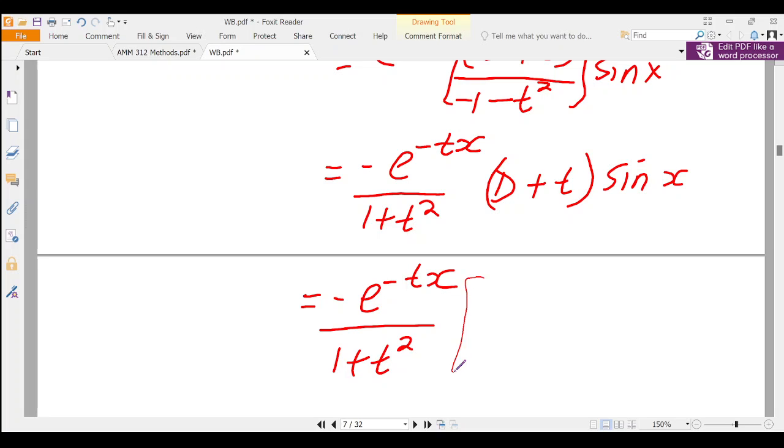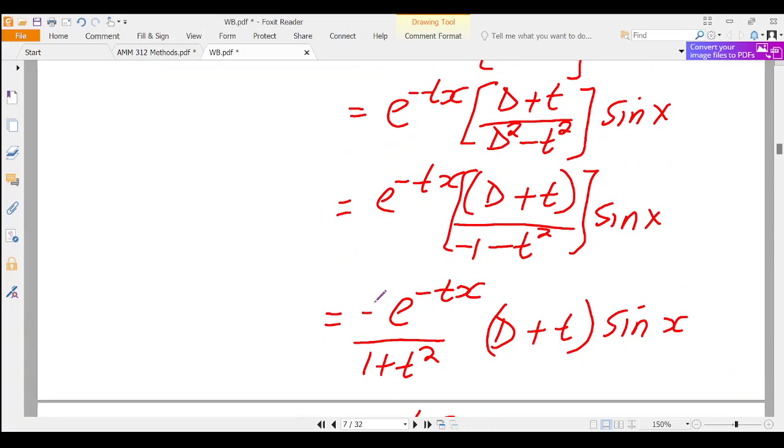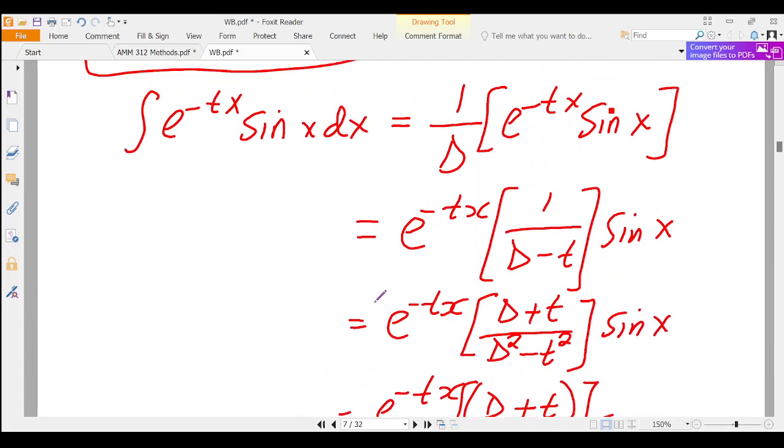D is the derivative, so differentiating sine of x will give us cosine of x, then plus t sine of x. That is the expression. Then this is the expression, the indefinite integral of this function.